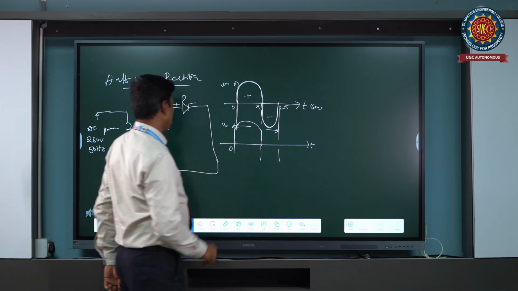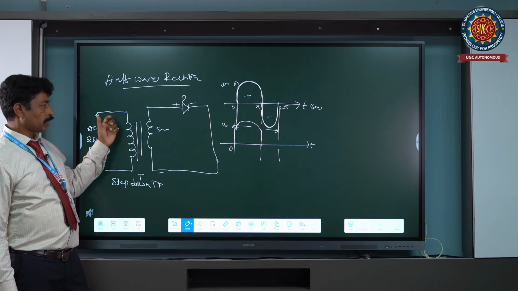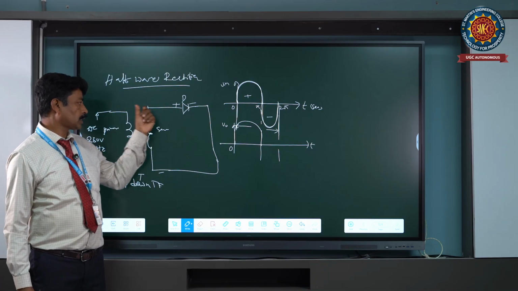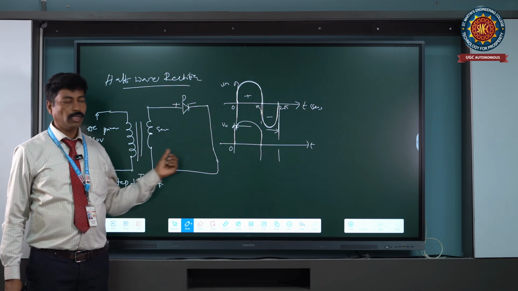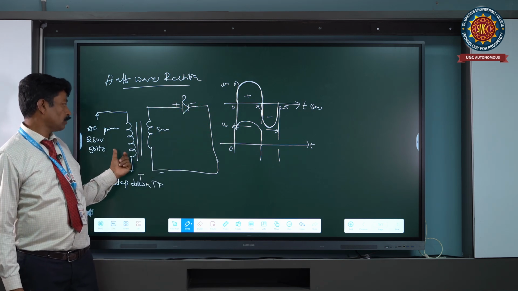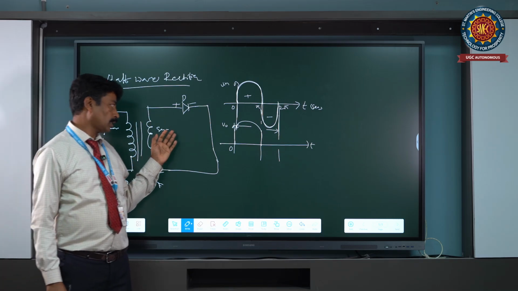Next, the diode is connected in reverse bias. The transformer negative is connected to the diode positive, and the transformer positive is connected to the diode negative. The diode is reverse biased, so the diode is in the off condition.